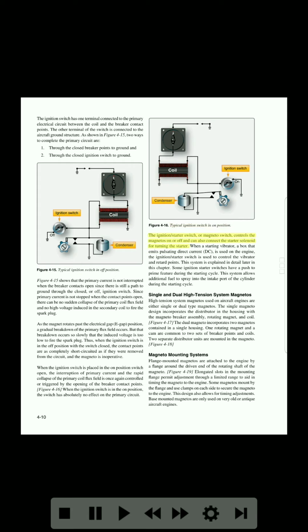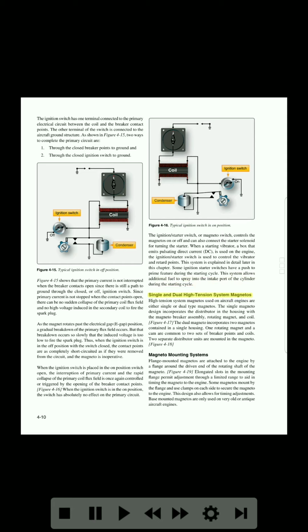The ignition/starter switch, or magneto switch, controls the magnetos on or off and can also connect the starter solenoid for turning the starter. When a starting vibrator, a box that emits pulsating direct current, DC, is used on the engine, the ignition/starter switch is used to control the vibrator and retard points. This system is explained in detail later in this chapter. Some ignition starter switches have a push-to-prime feature during the starting cycle. This system allows additional fuel to spray into the intake port of the cylinder during the starting cycle.